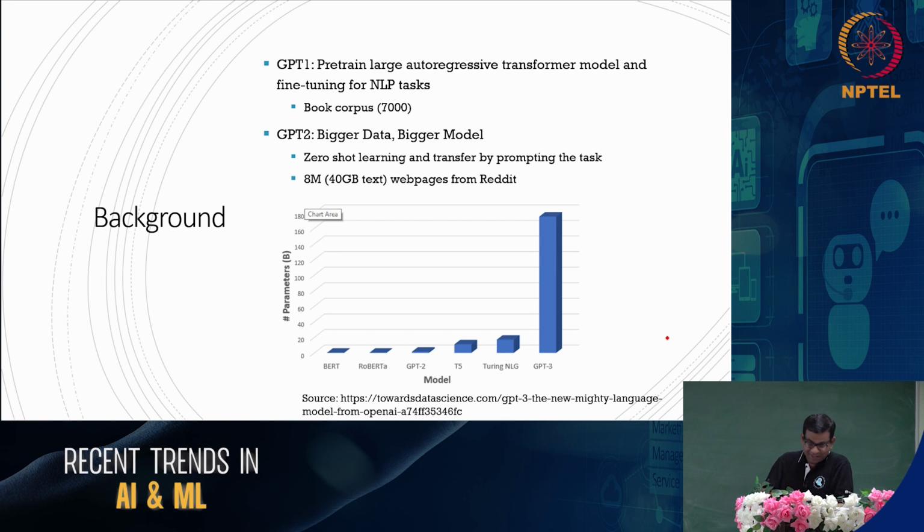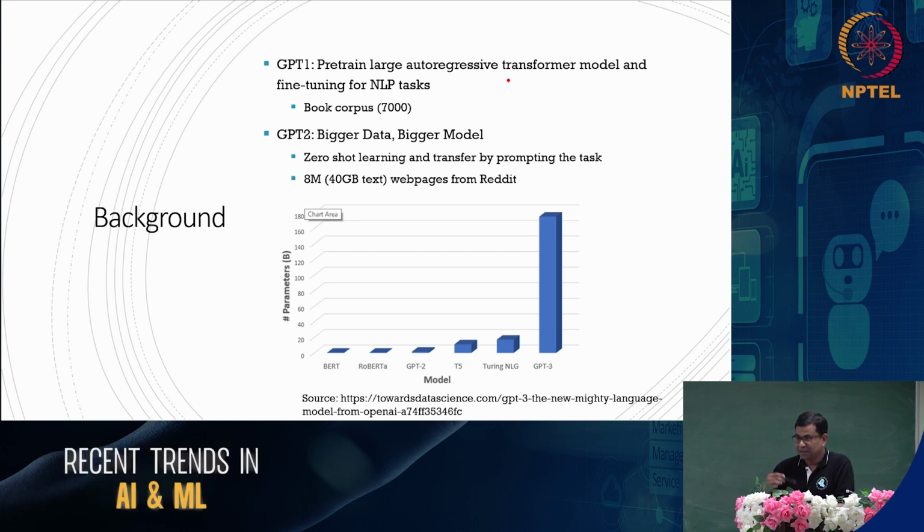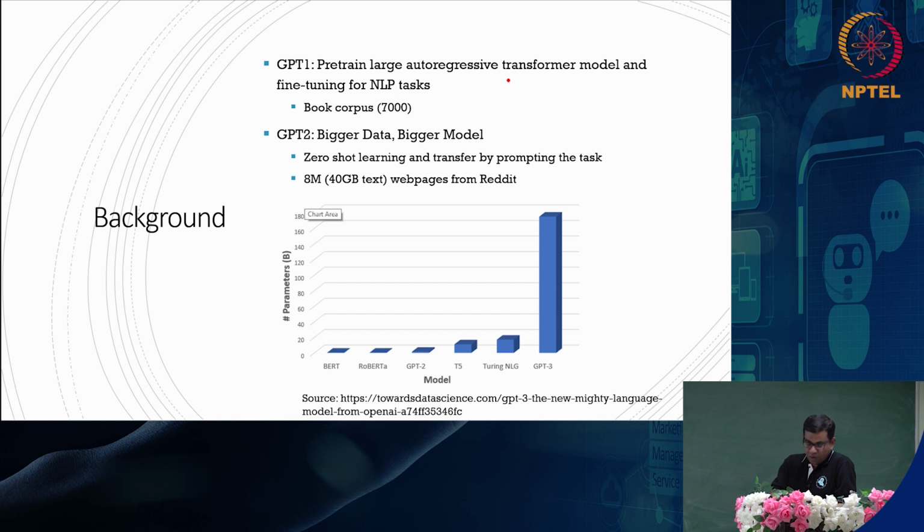Now, GPT has a history as well. GPT-1, which was not known as GPT at that time, was the OpenAI transformer, and it was trained on about 7,000 books corpus. It's not a prompt-based technique. It was a pre-trained and fine-tuned model. You pre-train and fine-tune, and that was the first model by OpenAI.